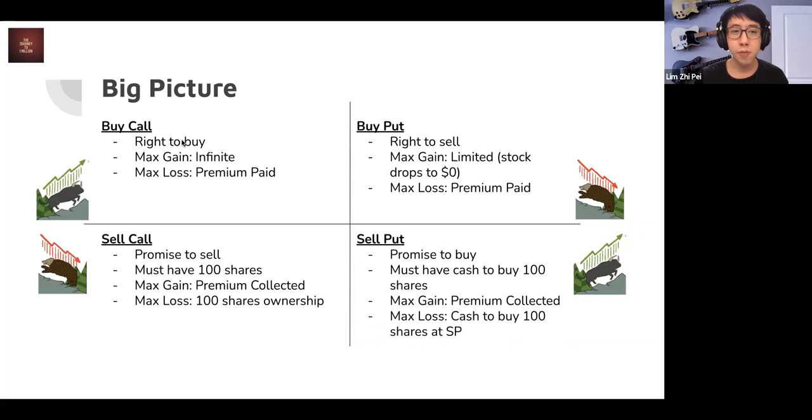As you can see here, buying a call or buying a put gives you the right to buy or sell the stocks at a particular price. And for both buying, you need to pay a premium. As for selling, you are promising to sell or buy the shares. So in this way, you have to have either 100 shares if you want to sell a call, or you must have enough cash to buy 100 shares if you sell a put. So these are the simple basics of options.